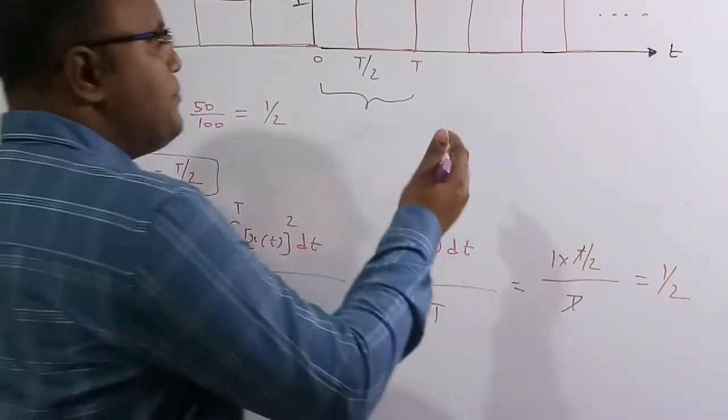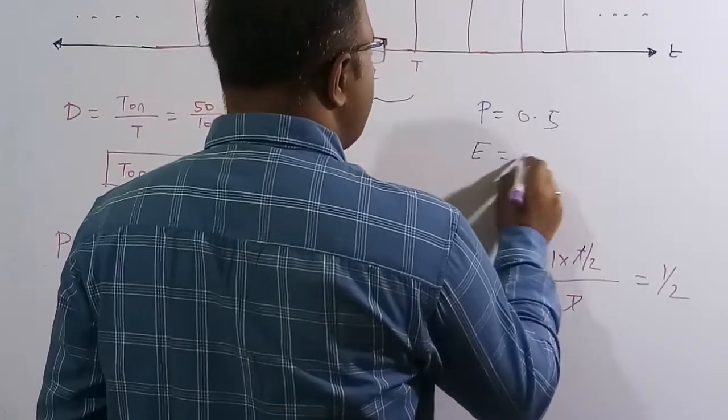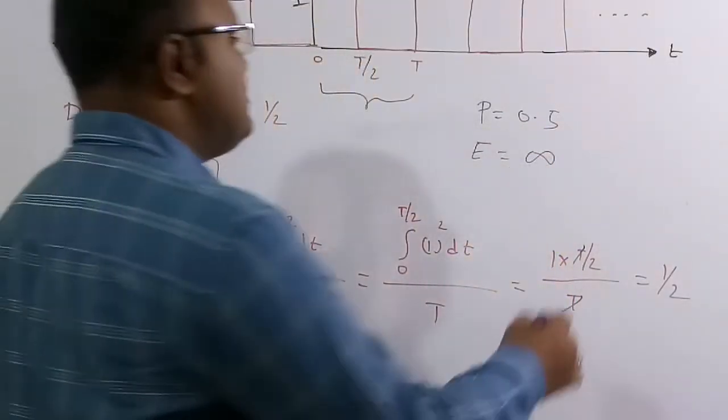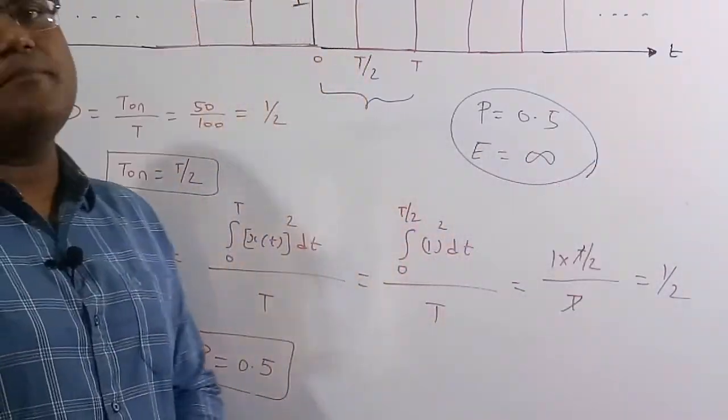So for this periodic signal the power is equal to 0.5, whereas the energy is always infinite for a power signal or for a periodic signal. So this signal is said to be a power signal because power is a finite value. So all periodic signals are power signals.